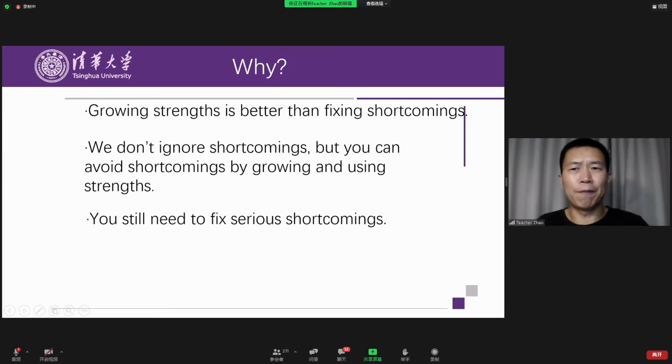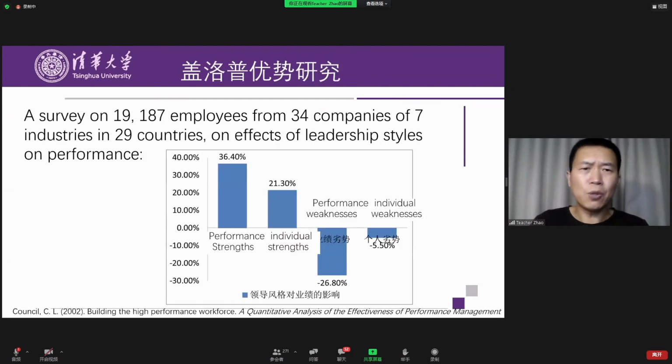For example, if you're not honest, you lie all the time, or you are a drug addict, you have to fix these problems. But as long as all the big problems are fixed, you don't have to fix all the small weaknesses. You can concentrate more and focus on growing and using your strengths. So here are some research results.